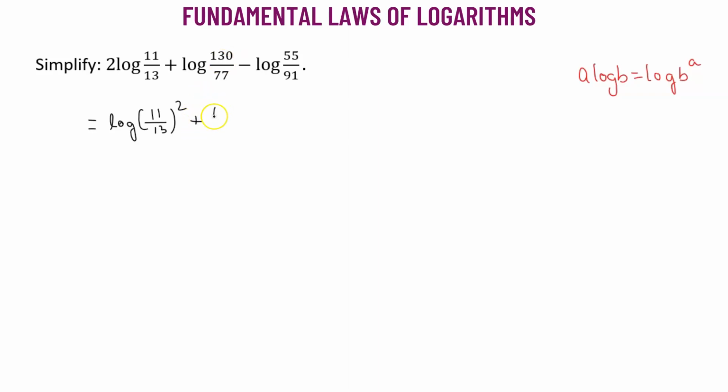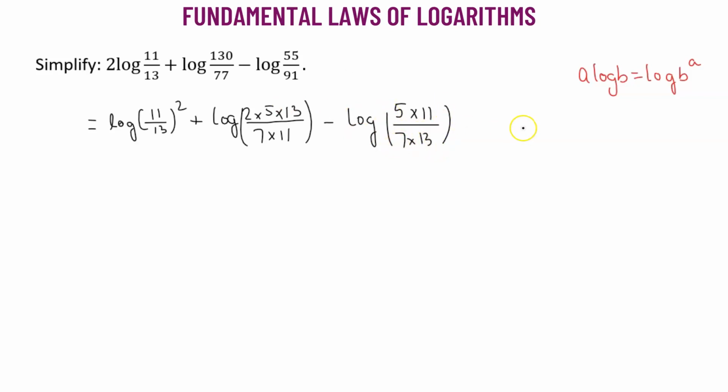Plus, we'll take log of 130. So the factors of 130 are 2 times 5 times 13, divided by 77, so that will be 7 times 11, minus log of, so 55 will be 5 times 11 and 91 will be 7 times 13. Now we will combine the first term and the second term using the property of logarithm.